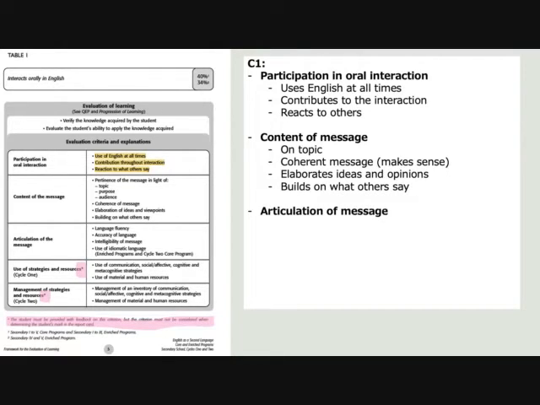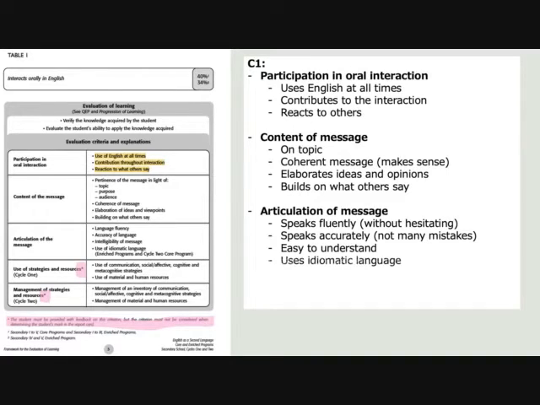So this is what we're aiming for. Articulation of the message. Are they speaking fluently without hesitating? Are they speaking accurately without too many mistakes? Is it easy for them to understand? And are they using idiomatic language? Now that is for enriched, as you notice here, enriched programs and cycle 2. So we're moving them towards using expressions. And again, uses and manages strategies and resources is optional.